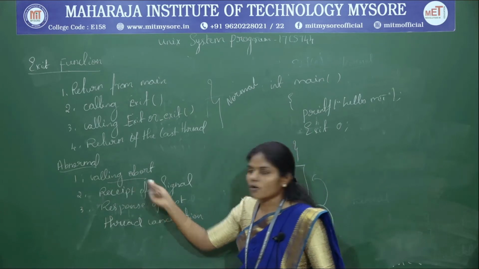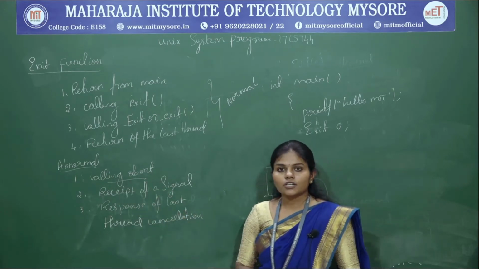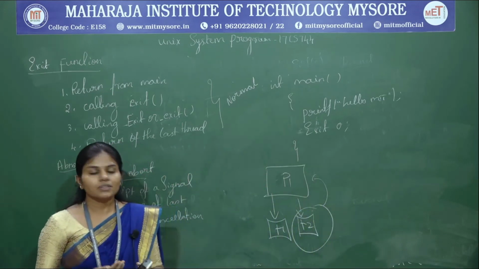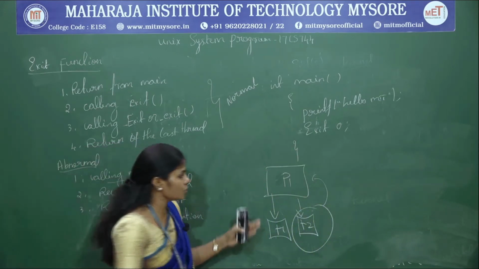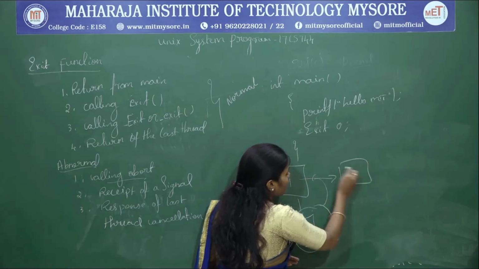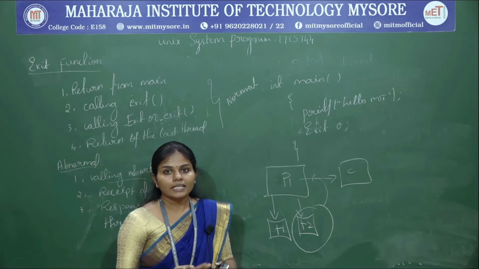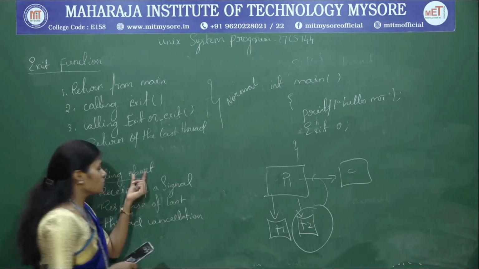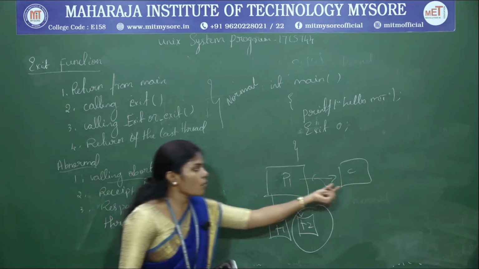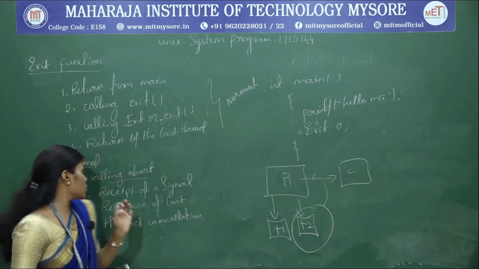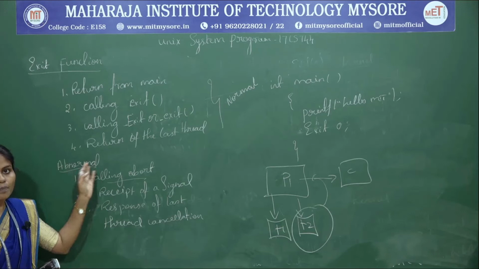The first is calling the abort function. The abort function is used by the kernel. Suppose for example the child process that it creates takes more resources. In that case it calls the abort function to abort or terminate the child process. In that case we call it abnormal termination.